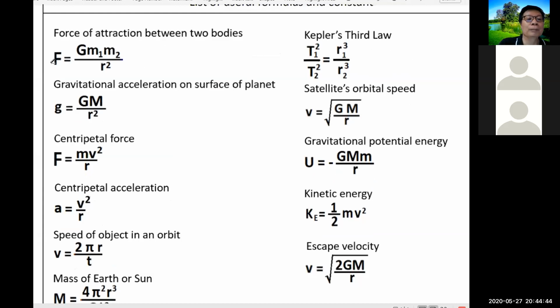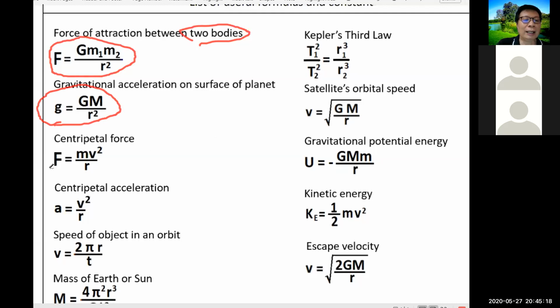Okay. The first formula, this one is to find the gravitational force between two bodies, okay? Remember this formula. The second formula is to find gravitational acceleration, to find the gravity, okay? This one also you have learned last week, used it many, many times. To find the gravitational acceleration, G M over R squared, okay?